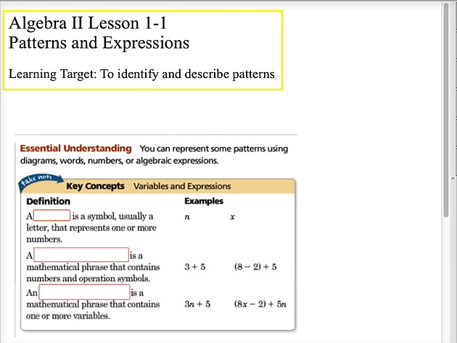Now, for this first video, we're going to do something pretty basic. We're going to talk about patterns and expressions, okay? Something that's more of a review just to kind of ease you into the school year.